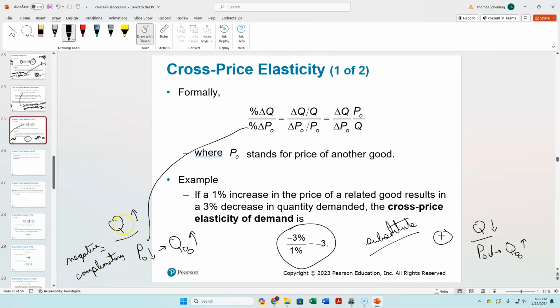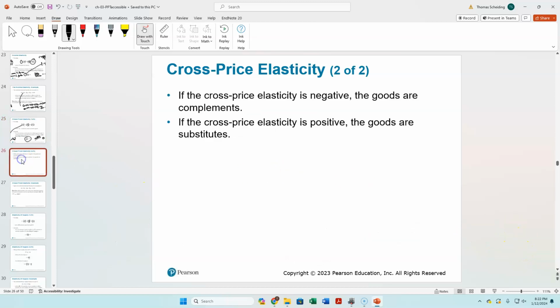And it's negative because you've got one going up and one going down. Here again, for the substitutes, I've got them both going down, so that's a positive. But as they're both going down, you can see one is going down in quantity and the other product is going up in quantity. That would mean that they are replacing each other.